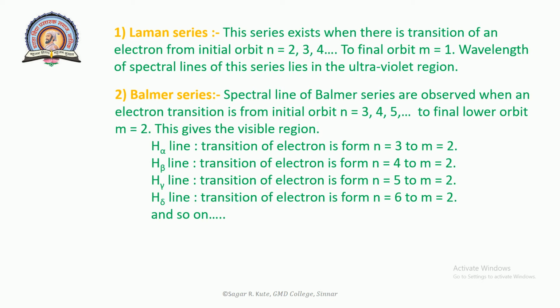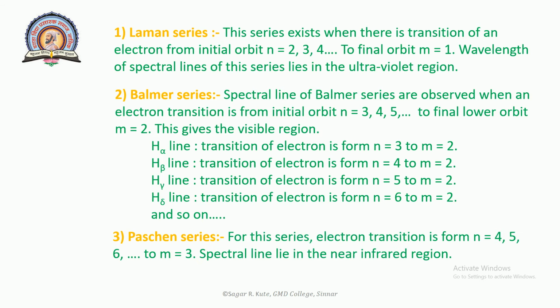H alpha line, transition of electron from n is equal to 3 to m is equal to 2. H beta line, transition of electron from n is equal to 4 to m is equal to 2. H gamma line, transition of electron is from n is equal to 5 to m is equal to 2. And H delta line, transition of electron from n is equal to 6 to m is equal to 2, and so on. Now third will be the Paschen series.